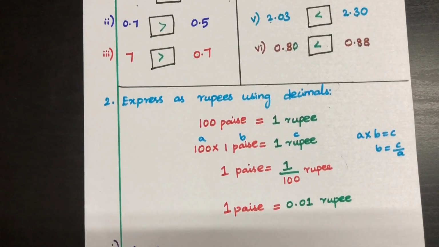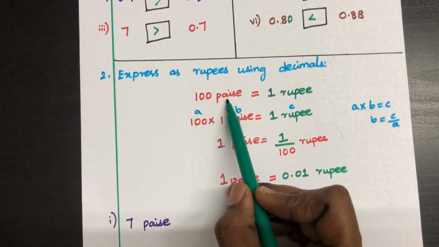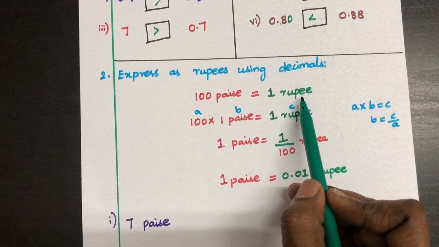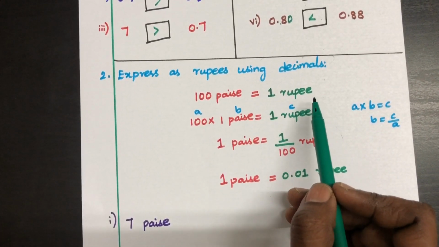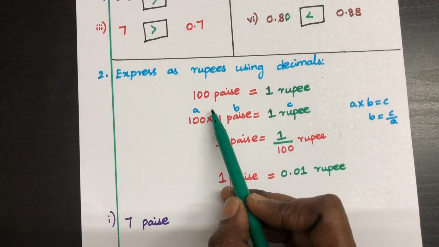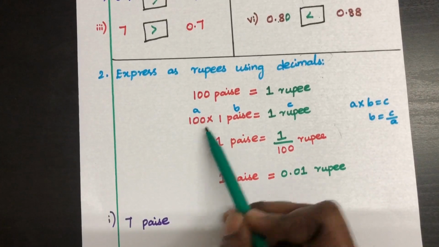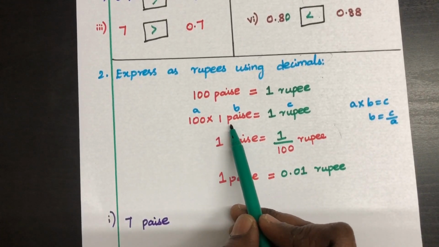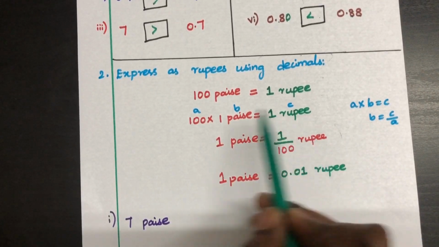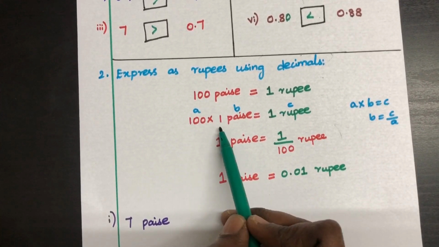Now express rupees using decimals. 100 paise is equal to 1 rupee. We know that. We need to do a conversion for this. So we are going to convert paise into rupee. 100 paise equal to 1 rupee. This 100 we can write like this, 100 into 1 paise is equal to 1 rupee.